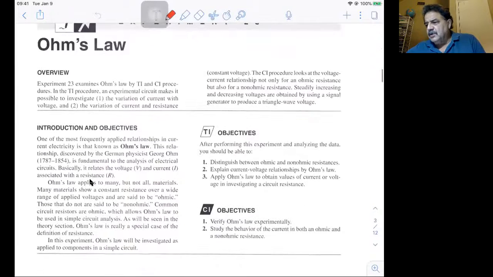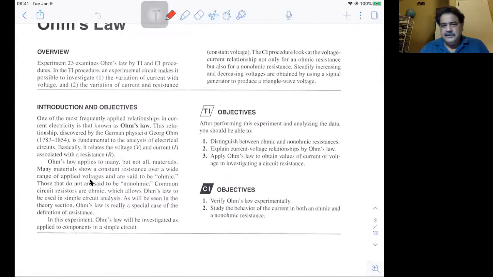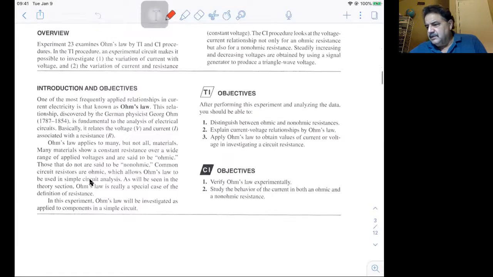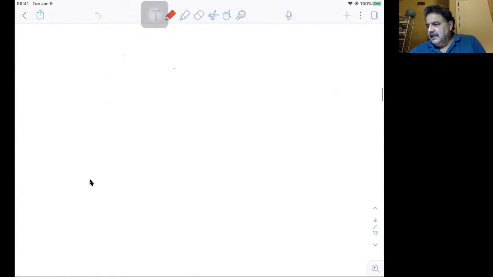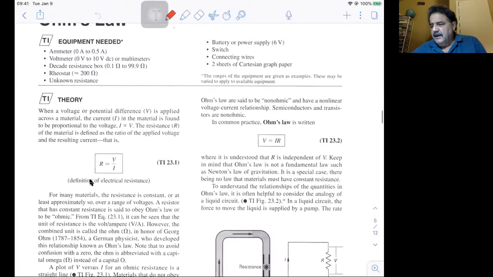So we're going to discuss Ohm's Law, which is the relationship between voltage, current, and resistance. And you can see the resistance is equal to the voltage divided by the current. We're going to plot that directly. So you're going to plot voltage versus current, and the slope of the line will be the resistance.